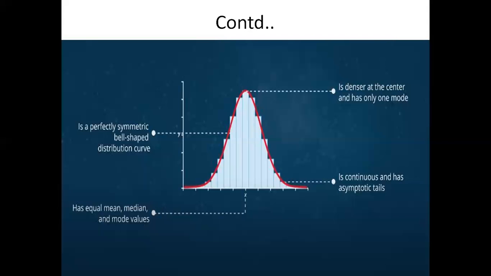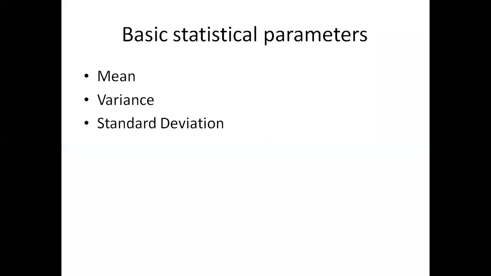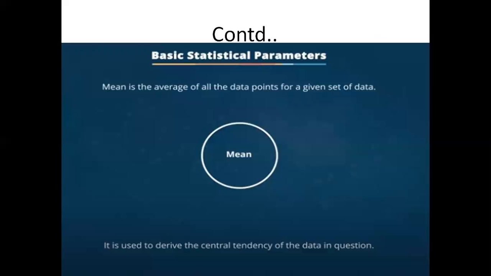And the next one is, we need to determine the statistical parameters. Statistical parameters play an important role in dealing with different types of data. One is mean, second is variance, and third is standard deviation. Let us see what is mean. You already know what mean is. You will find the average of all the data points for a given set of data. Mean means you're just finding the average.